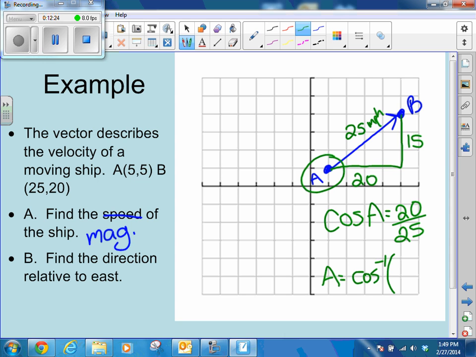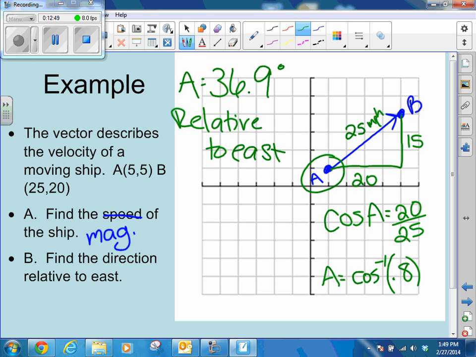And then either get the decimal of 20 divided by 25, or just type in 20 divided by 25. Either way, what do we get for angle A? 36.9 degrees. And then the actual answer is relative to east, because we're going to the east. There's your final answer. And again, yes, I do need you to put it's relative to east. Don't just put east.